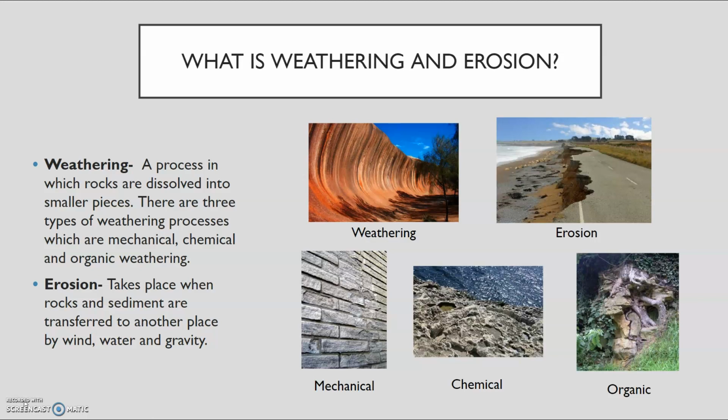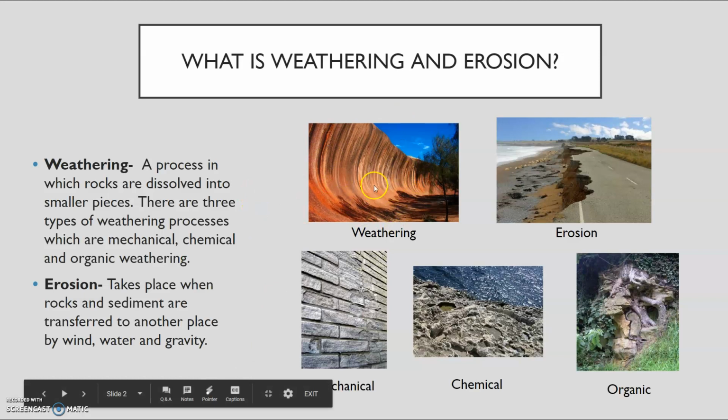Well, weathering is a process in which rocks are dissolved into smaller pieces. There are three types of weathering processes, which are mechanical, chemical, and organic weathering. On the left, we have an image displaying an example of what weathering looks like, and we have the three types of weathering down here, which is mechanical, chemical, and organic.